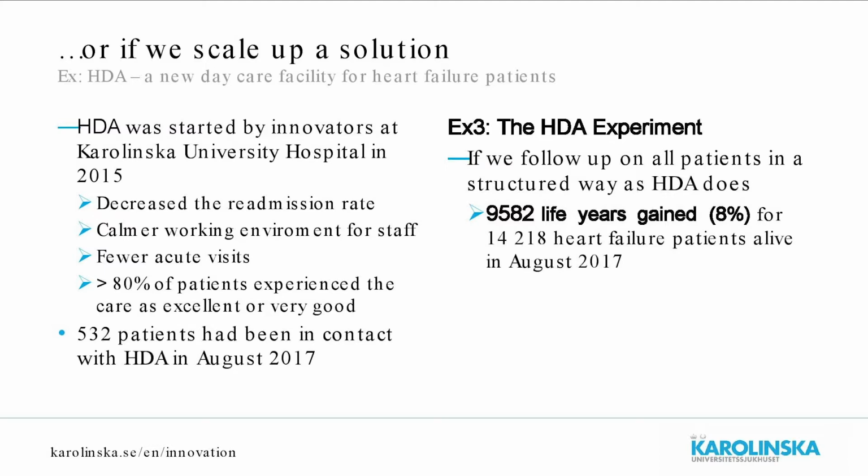So if we do a third experiment, the HDA experiment, what will happen if we follow up on all patients in a structured way as HDA does? Well, in that case, we will have 9,582 life years gained for this patient group. That is an 8% increase in life expectancy for a patient group with a very severe illness. It's a huge change.